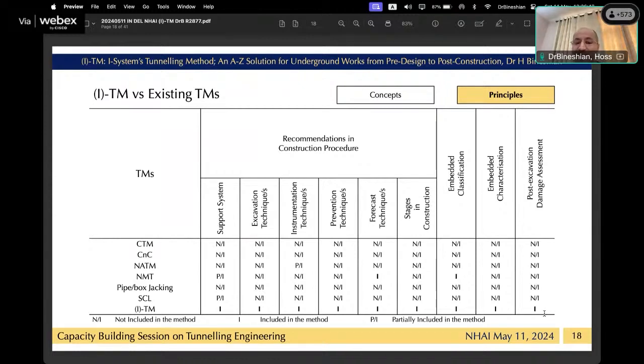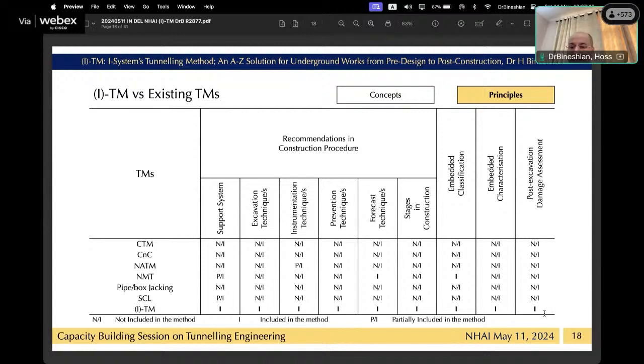What are your stages from A to Z? The only tunneling methods which contain classification embedded in them are NMT and ITM. For embedded characterization, none of the tunneling methods other than ITM. Only ITM provides you the characterization system for design.